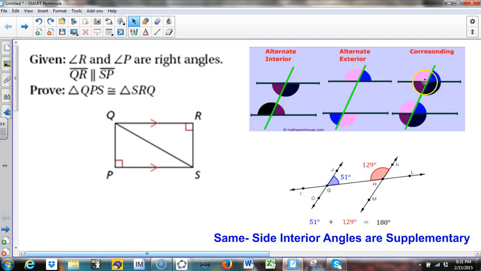And then corresponding angles, there's actually 4 pairs of congruent angles. So pink is congruent to pink, purple to purple, this dark kind of purple to black color, and then the blue ones, those are corresponding. They're always going to be congruent.